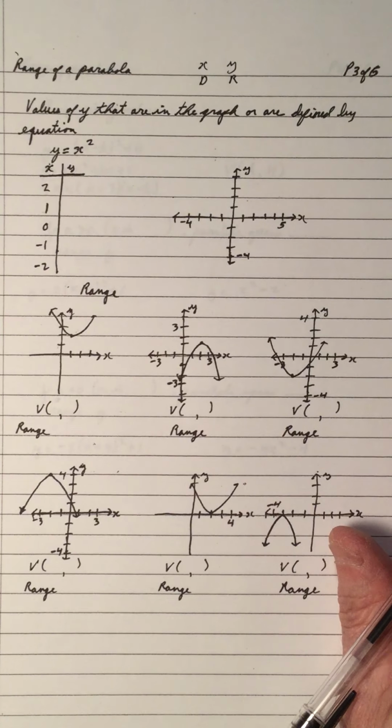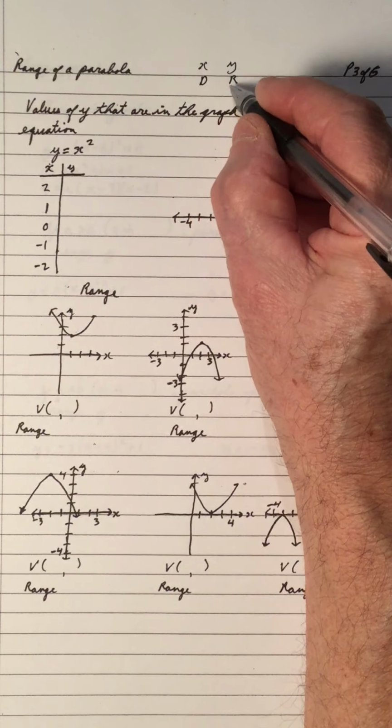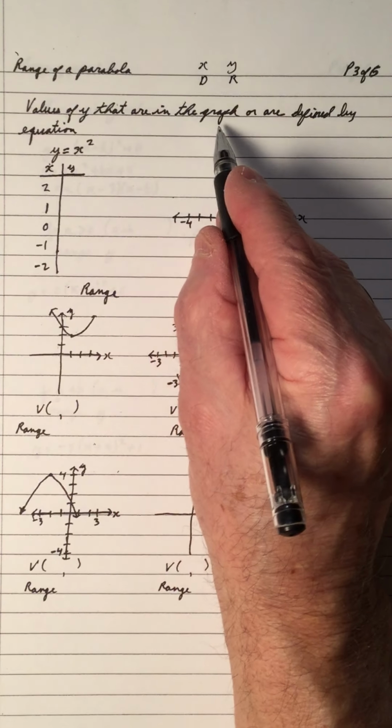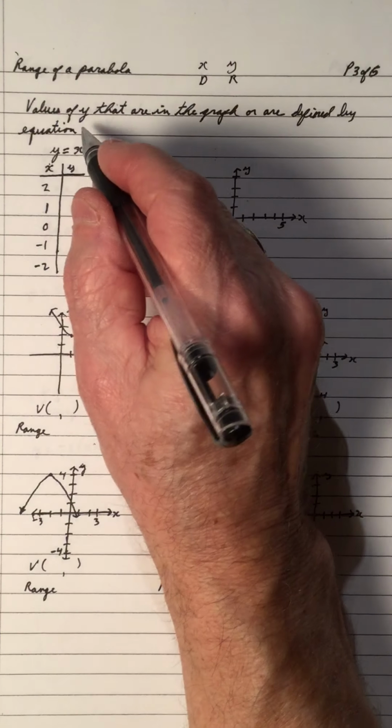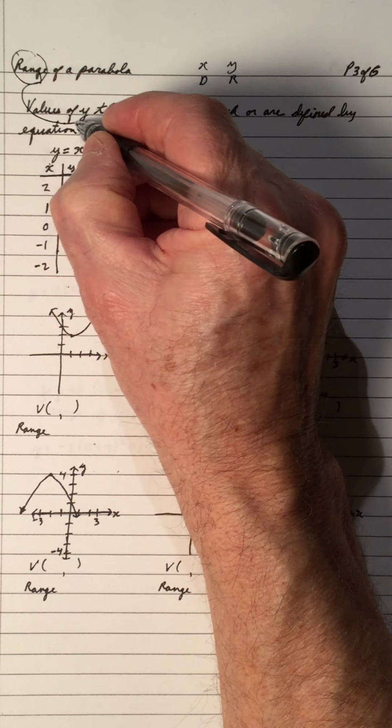And it stood fast for eons of years, even to this day. Domain is x, range is y, alphabetically. Think of it that way. So the values of y that are in a graph or are defined by an equation, the range is the y values, the values of y.